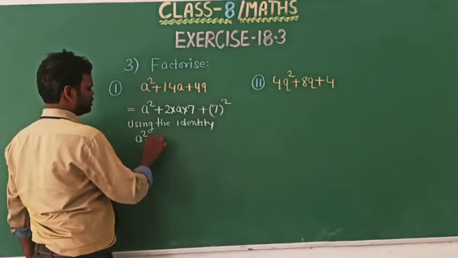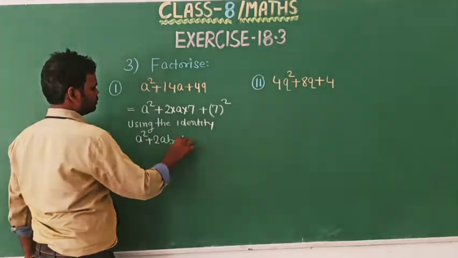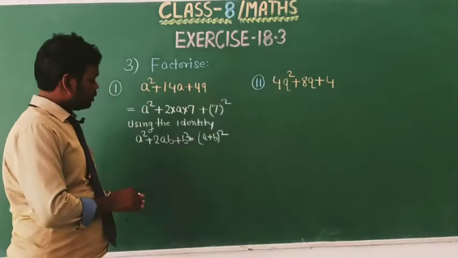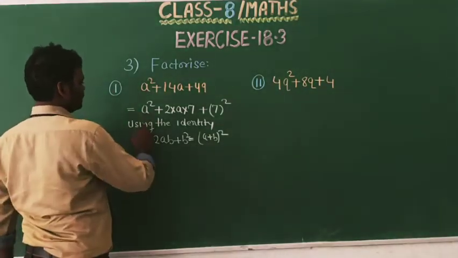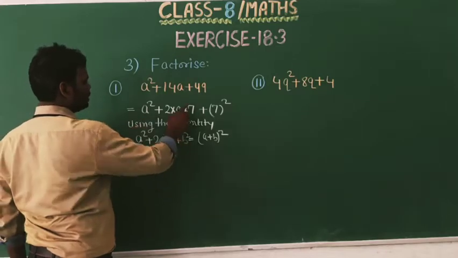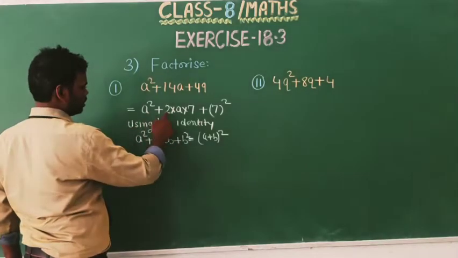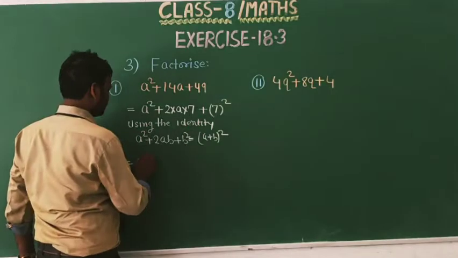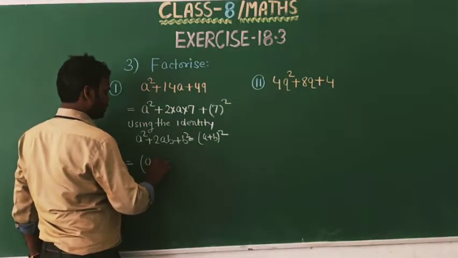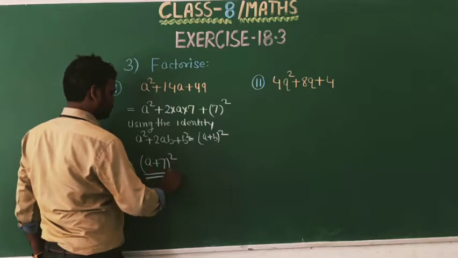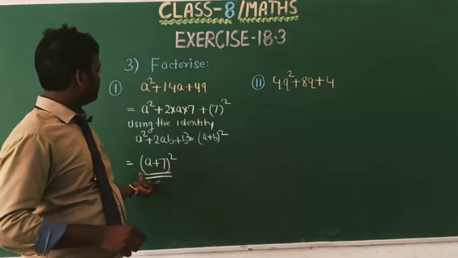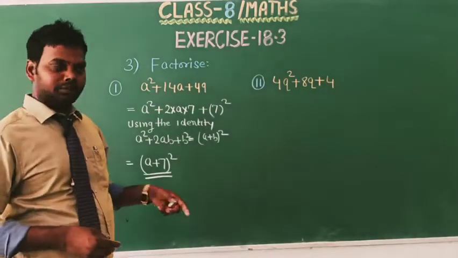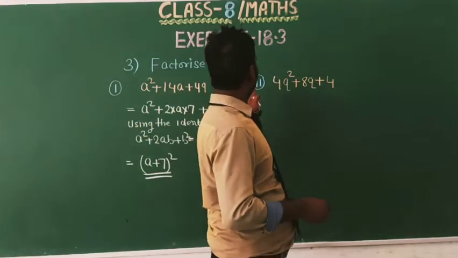Now using the identity a square plus 2ab plus b square equals a plus b whole square, here the value of a is a and b is 7. So this becomes a square plus 2 into a into 7 plus 7 square, which is a plus 7 whole square. So this is the factor of a square plus 14a plus 49. Now move to the second part.